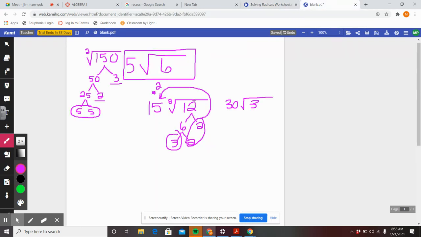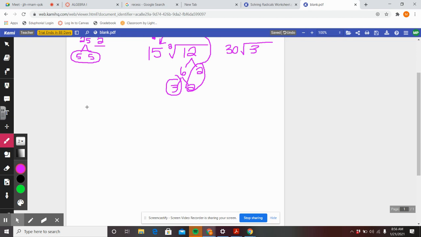So now we're going to do the square root of 300. Okay, so we're still looking for groups of 2. Whatever this number is is how many groups you're looking for. So we're looking for sets of 2. So what does 300 break down into? 100 and 3. Okay, 100 and 3. What does 100 break down to?